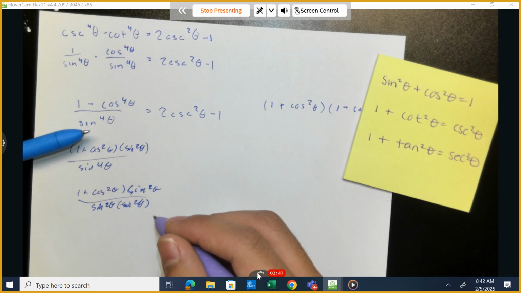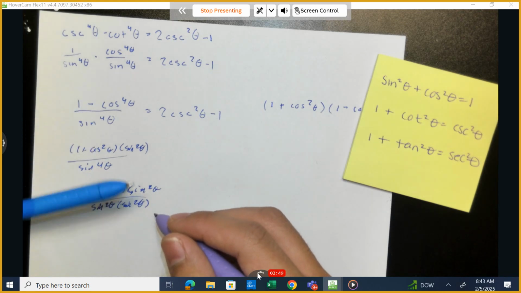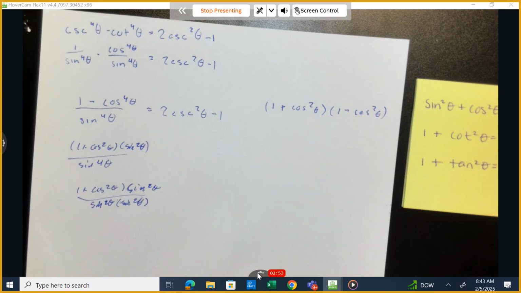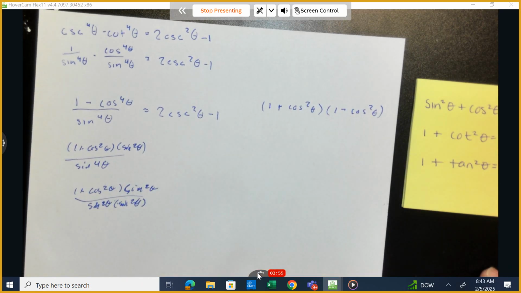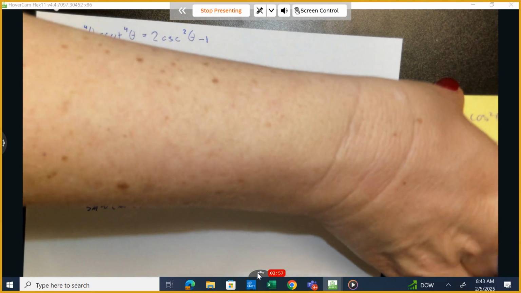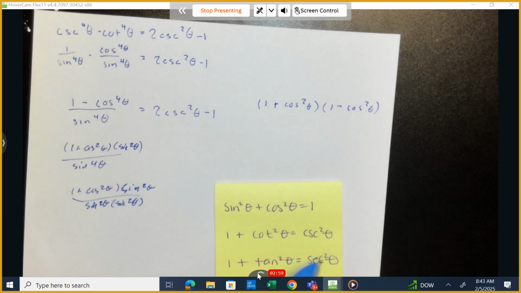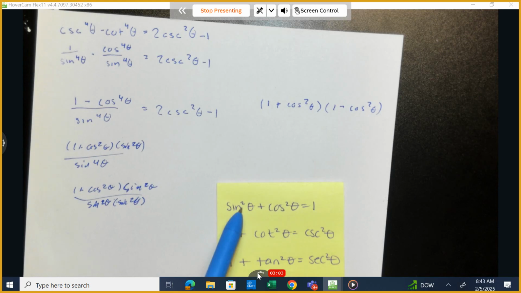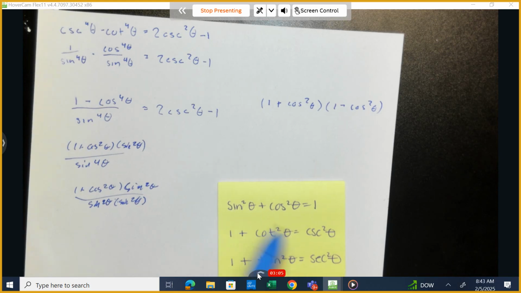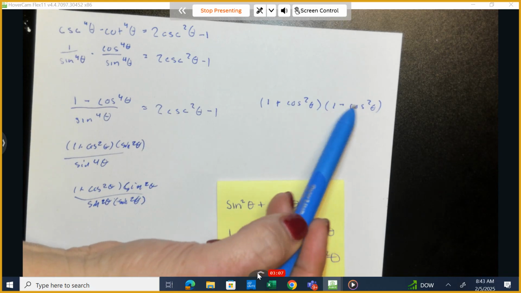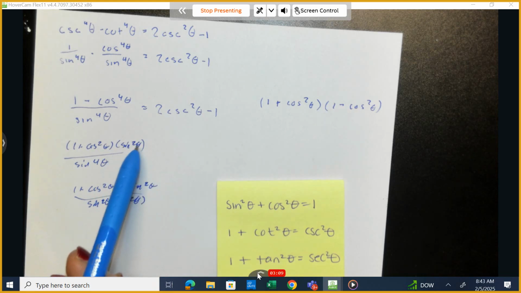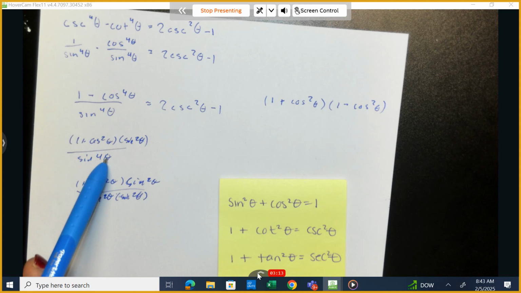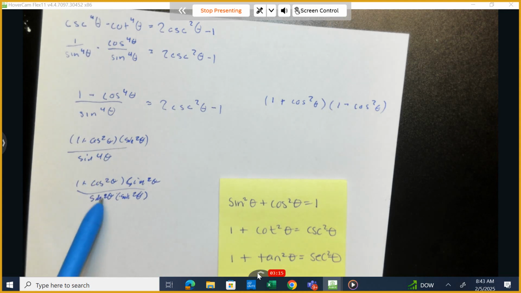So 1 minus cosine to the 4th is 1 plus cosine theta times 1 minus cosine theta. Okay, and then you recognized using this that 1 subtract cosine squared theta is equivalent to sine squared theta. That's why I ended up getting rid of this quantity and replacing it with sine squared. Again, he's taking sine to the 4th theta and breaking it into sine squared and sine squared.